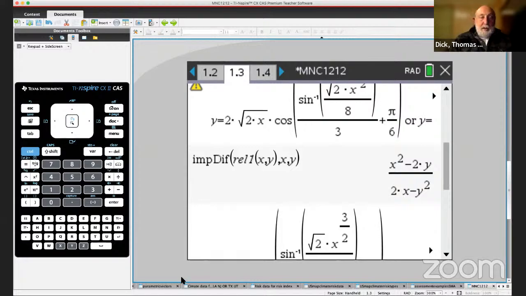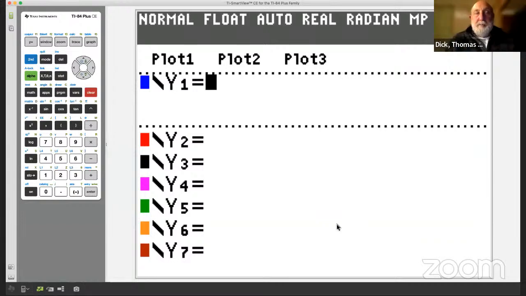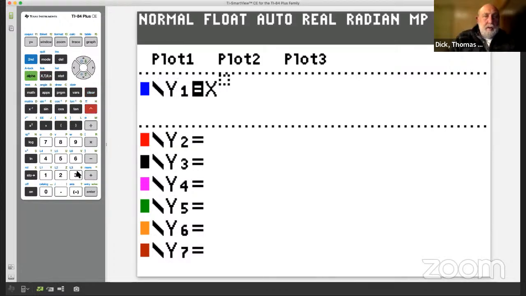Well, let me switch over to the TI-84. As a handy place to put that expression, we could actually use our y1 from the y equals menu. So here, what I'm going to do is put in the x cubed plus y cubed.